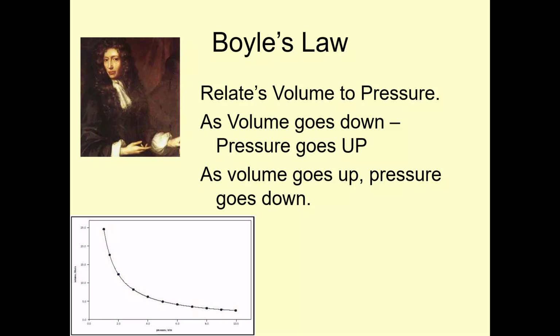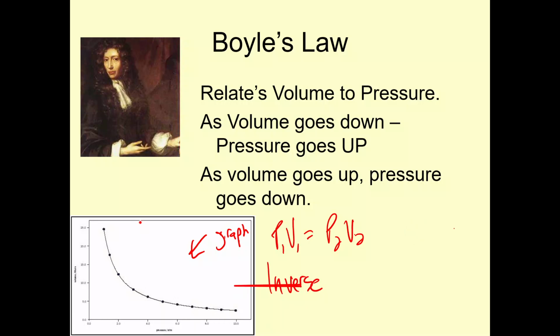So Boyle's law, it relates volume to pressure. As volume goes down, pressure goes up. As volume goes up, pressure goes down, and that is written as P1V1 equals P2V2. And you do need to know this is the graph. So if this is an inverse relationship, inverse means you get this graph. Inverse does not equal this. It's curved. Okay?